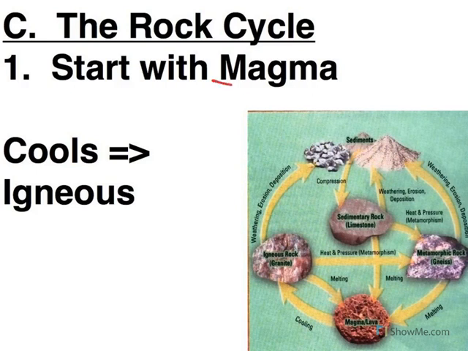So the first thing we're going to start with is magma. Well, when you have magma, the one thing it can do is cool and solidify. And when it does that, it turns into an igneous rock. So that's a fairly simple starting point.